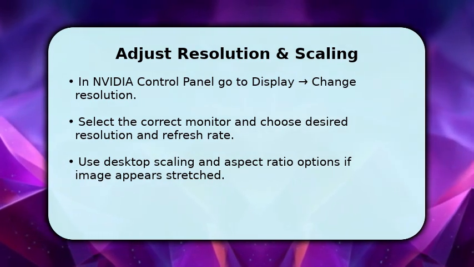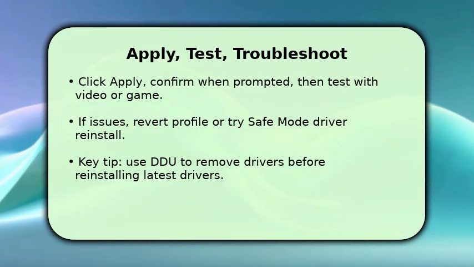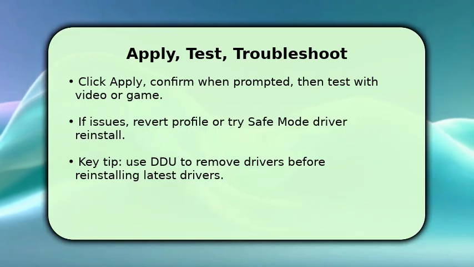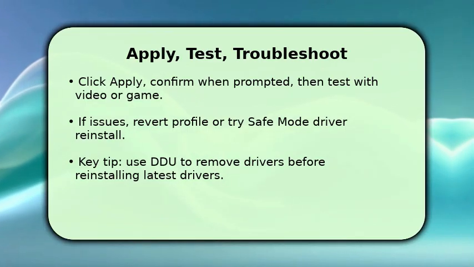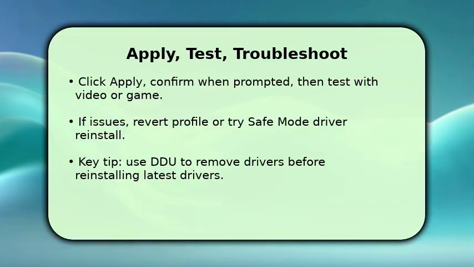After selecting the resolution and refresh rate, click Apply and confirm the change. Some screens give a 15-second revert countdown, so act quickly. Test with a video or game to verify performance and UI scaling. If the new settings cause flicker, black screen, or scaling problems, revert immediately and restart.